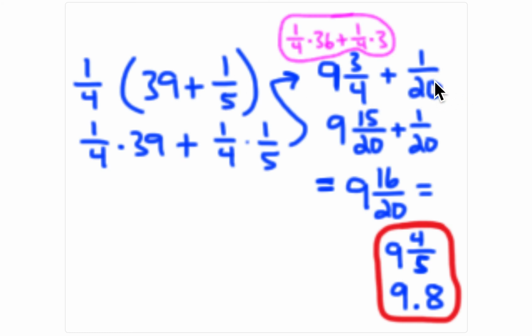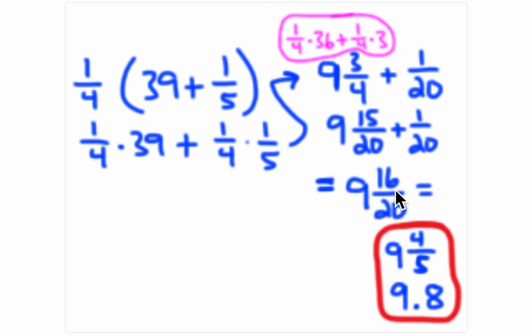1/4 times 1/5 is 1/20. So now you have 9 and 15/20. You have to change this to 20ths so you can add these two together. 5 times 3 is 15. 5 times 4 is 20. So this is 15/20. Add them together, you get 9 and 16/20.